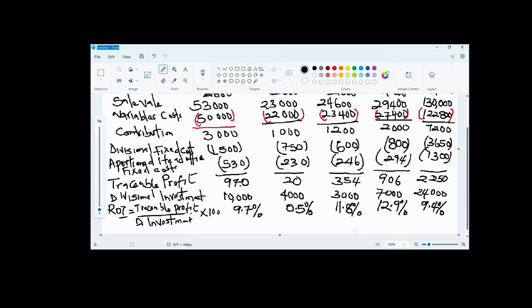If you have to comment on this, compare the 4 divisions. Who is doing best? Lagos. Are you sure? Sorry, no, Enugu. Enugu is the best. 0.9.